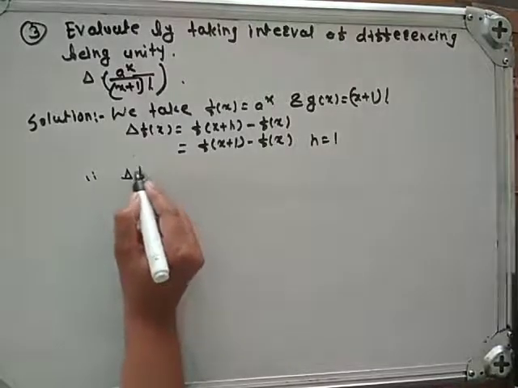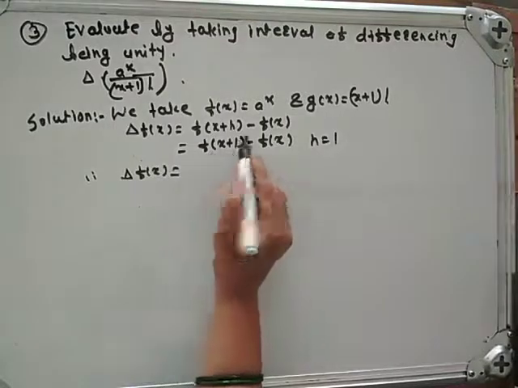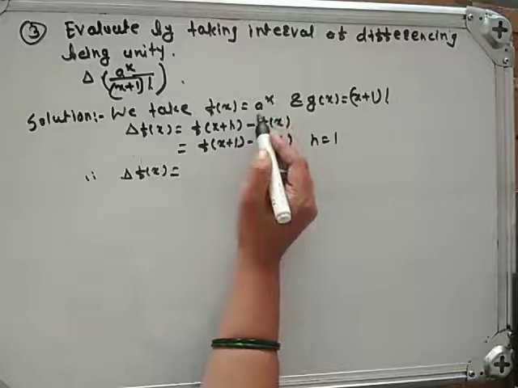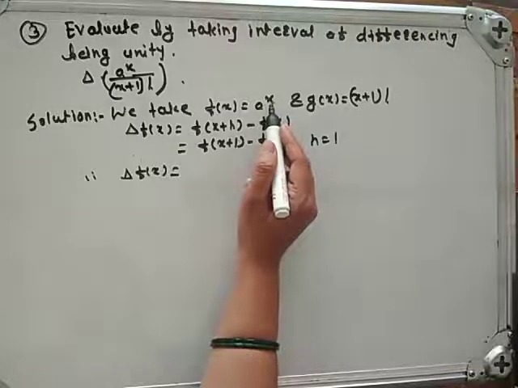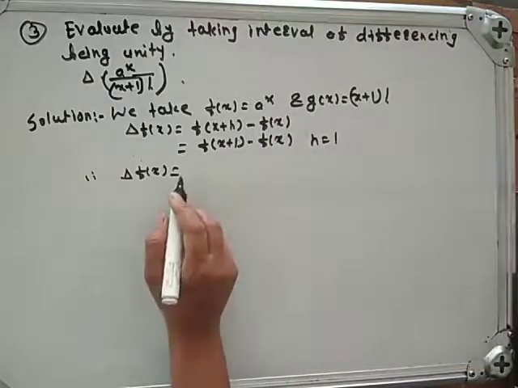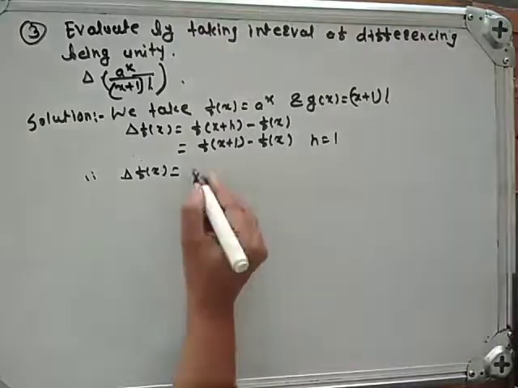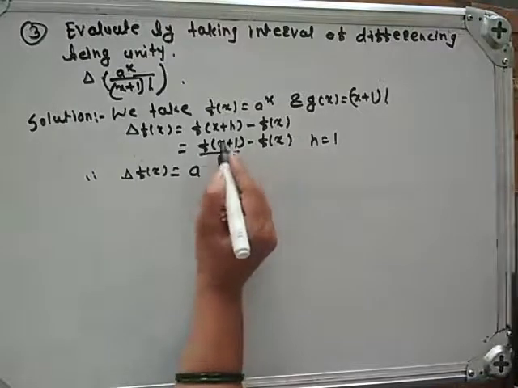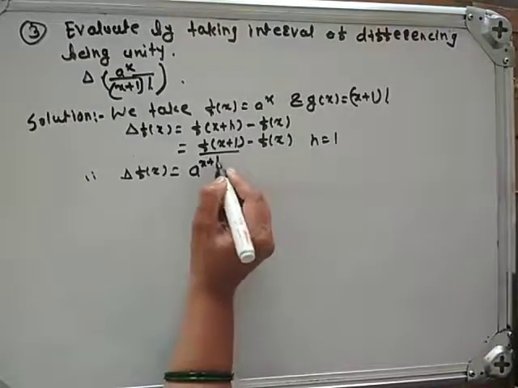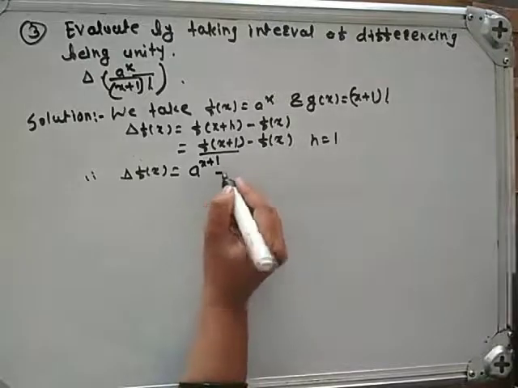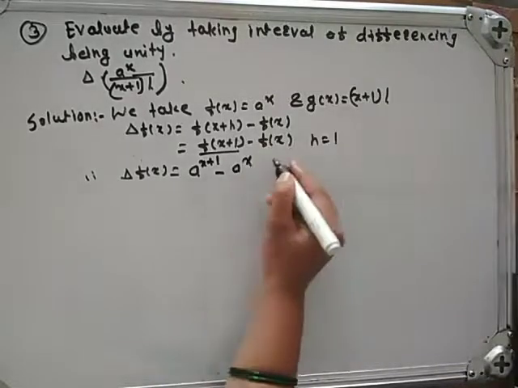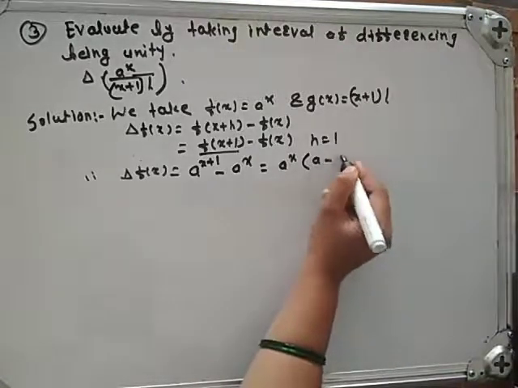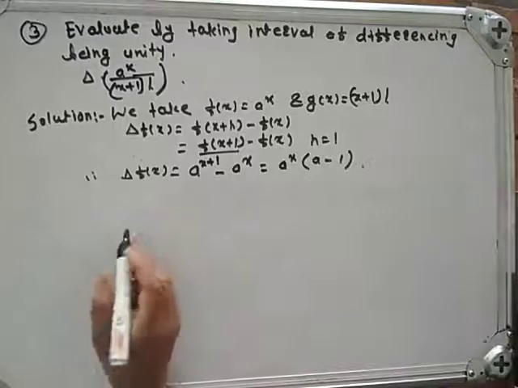Therefore delta f of x, here we have taken f of x is a raised to x. So delta f of x is a raised to x plus 1 minus a raised to x, which is nothing but a raised to x into a minus 1. This is our delta f of x.